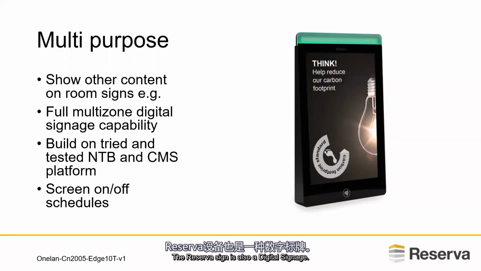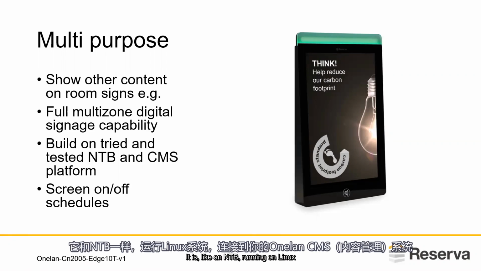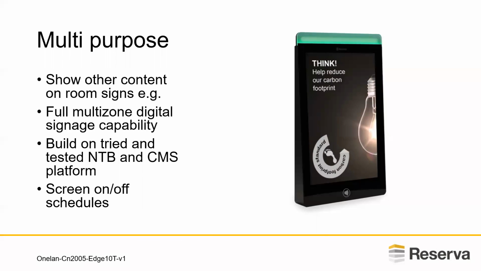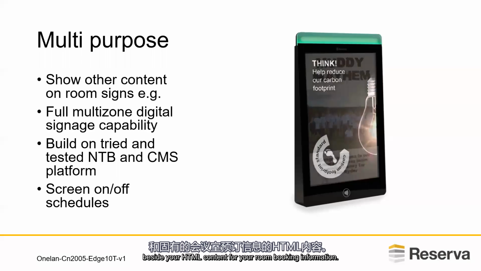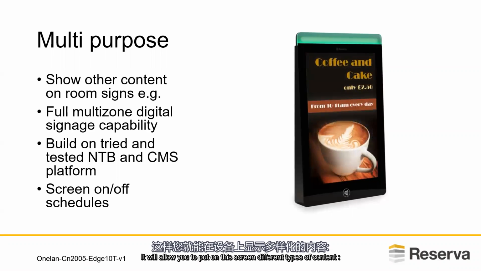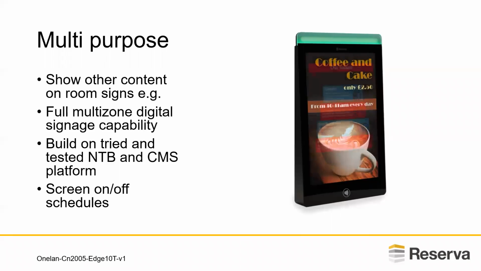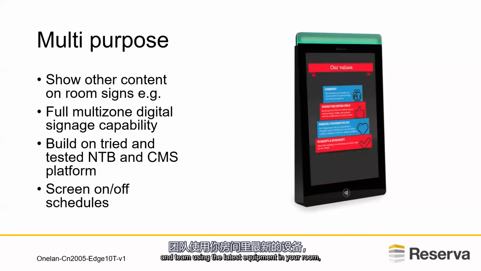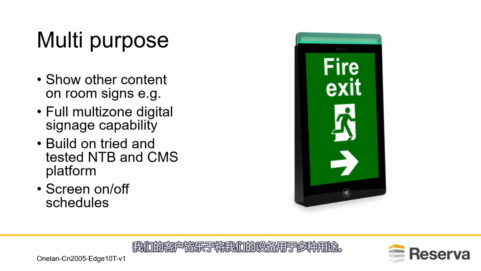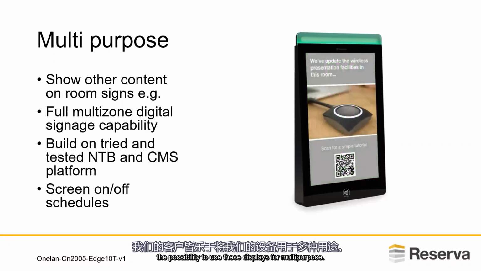The Reserva sign is also a digital signage. It is like an NTB running on Linux, and it will connect to your OneLAN CMS. So you can create layouts of content, including pictures, video, HTML, beside the HTML content for your room booking information. It will allow you to put on this screen different types of content: corporate information, information for your visitors and team using the latest equipment in your room, corporate messages. Our customers are always very happy to have the possibility to use this display for multi-purpose.